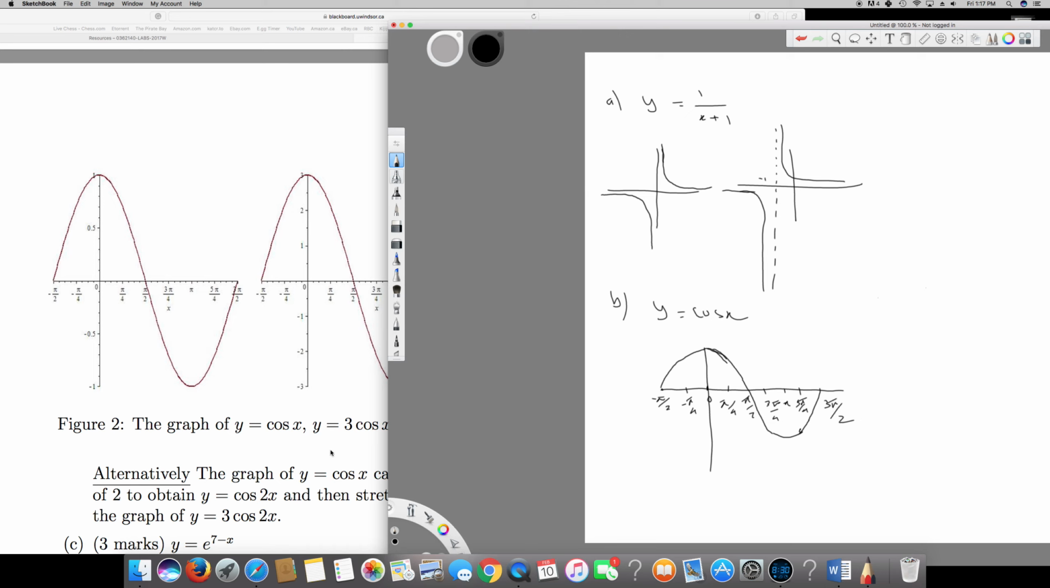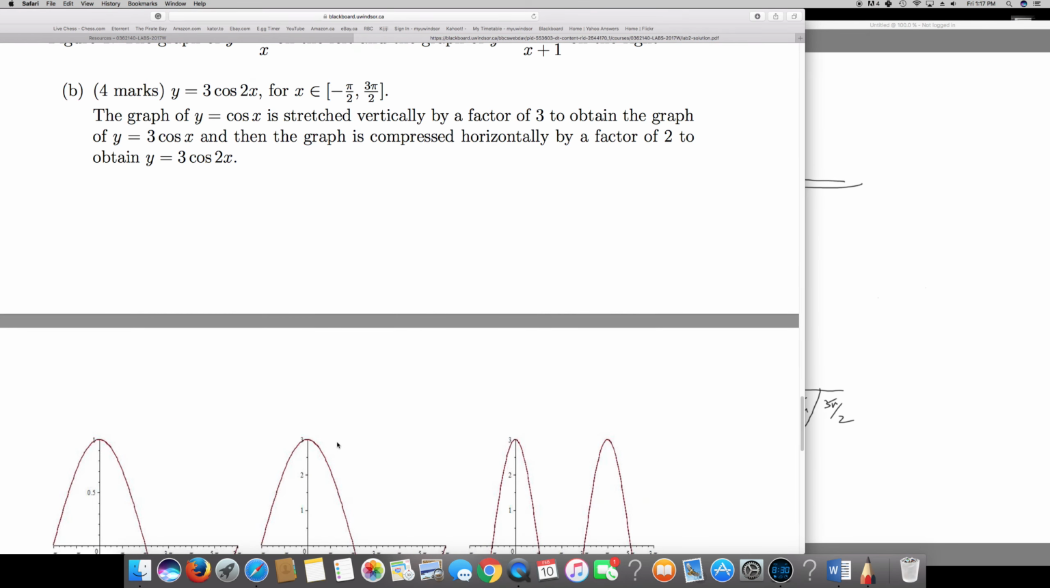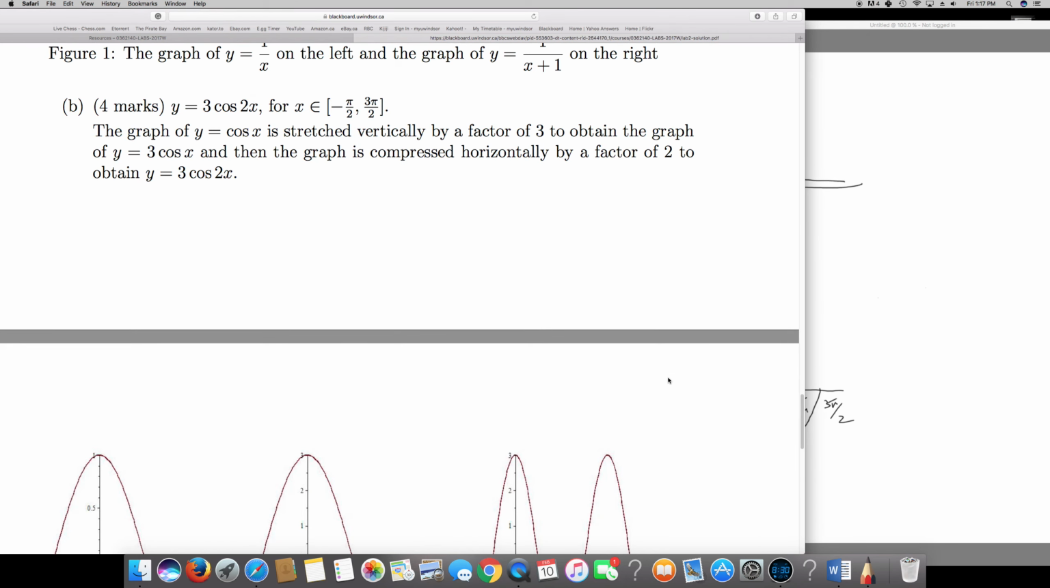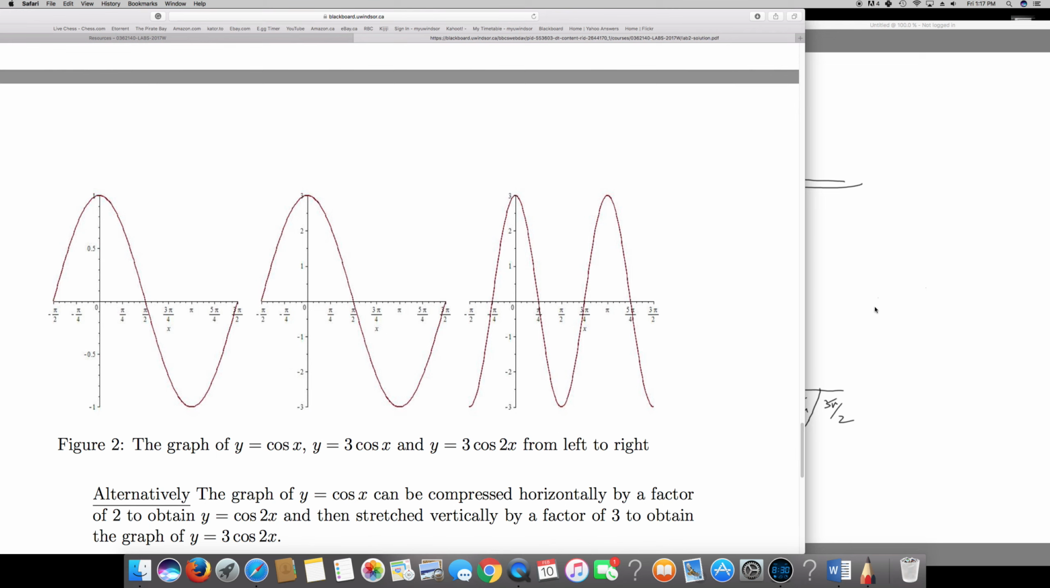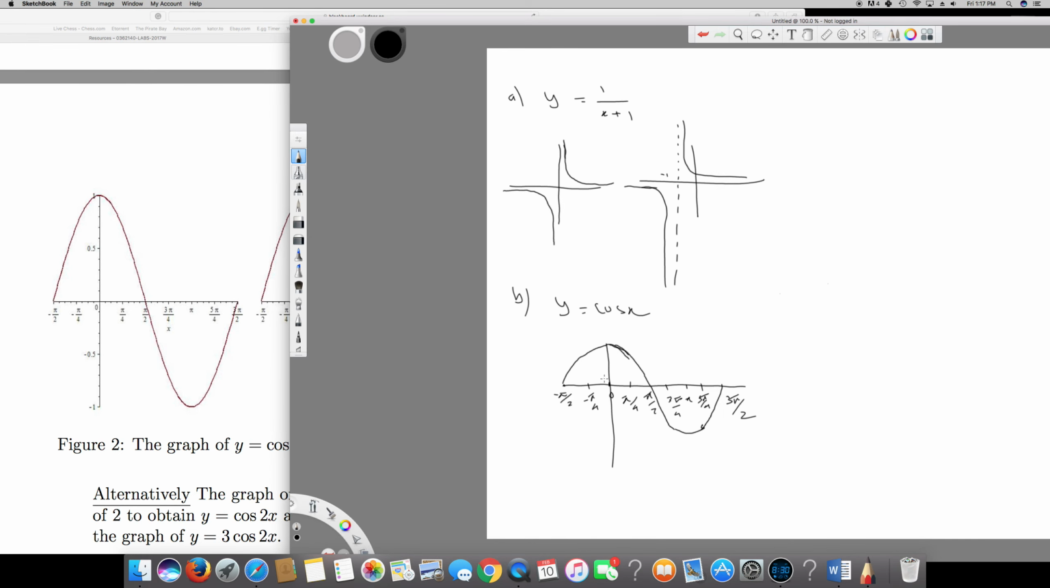And now the question is asking y is equal to 3 cos 2x. So first let's do the 3 cos x. Before doing the 2, the 3 means it's vertically stretched by a factor of 3. If at 0 it's 1, it's going to be 3 now, because it's 3 times bigger. So I have to make the same graph, but the values are going to be 3 times bigger.